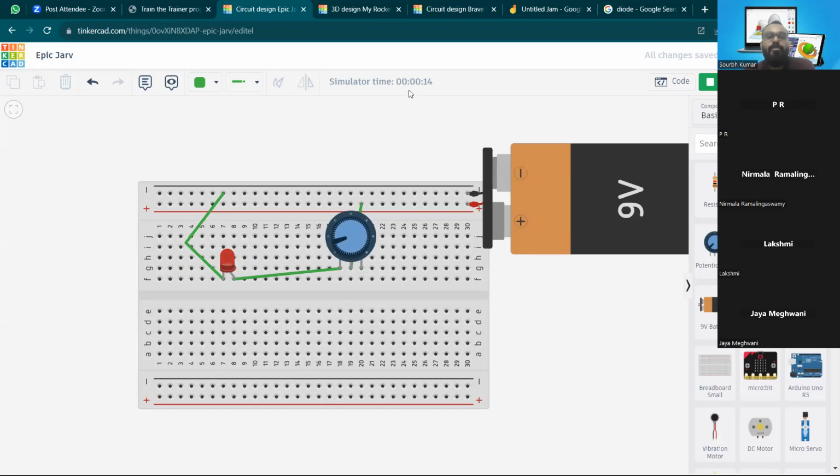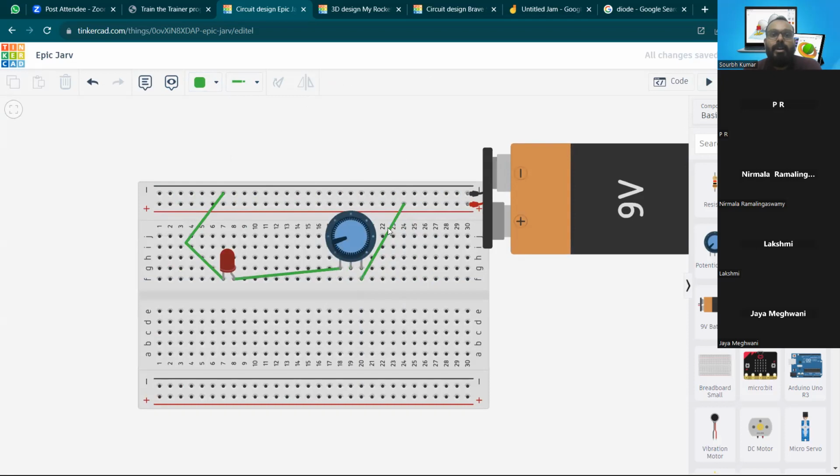One more thing I would like to add. It is connected to the middle one, to the wiper. If you connect it to terminal 1, the LED will glow with very little intensity. The positive terminal you don't connect to the center one. You connect it to terminal 2. Sorry, terminal 2. I'm deleting one of the wires, taking another wire, and connecting terminal 2 in here.